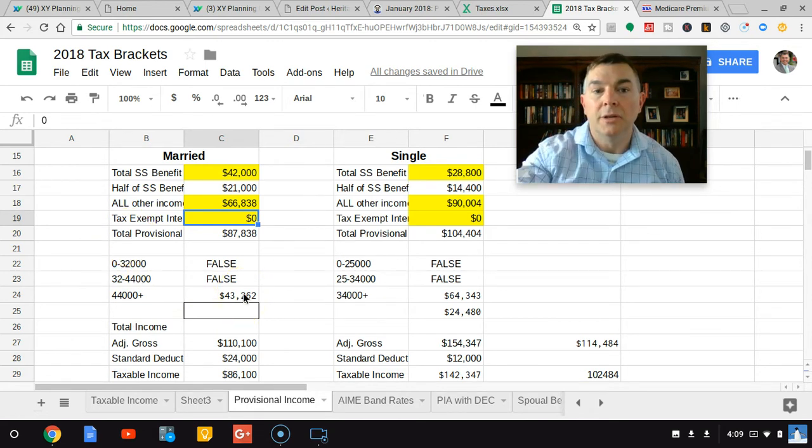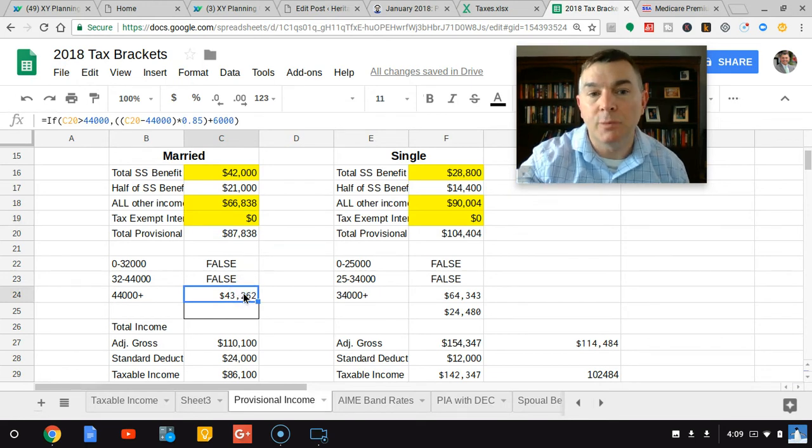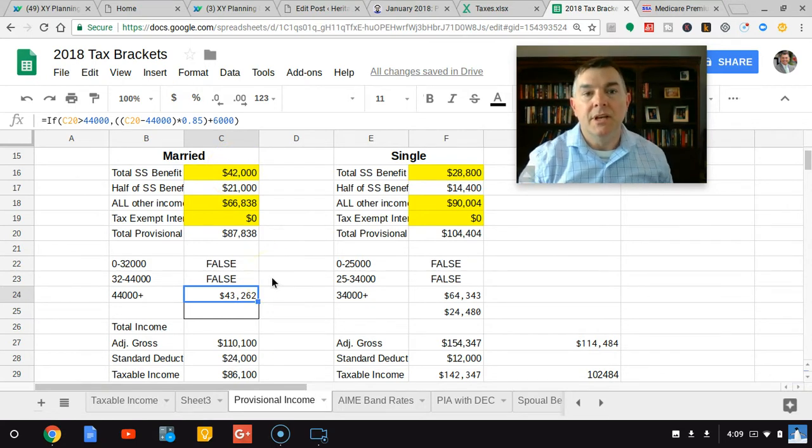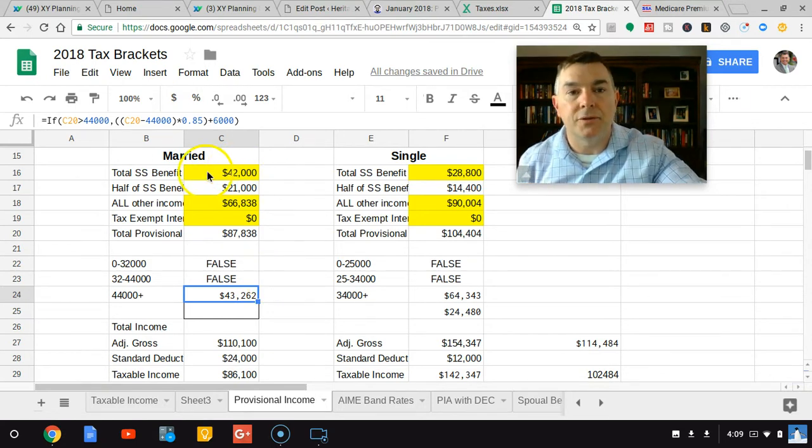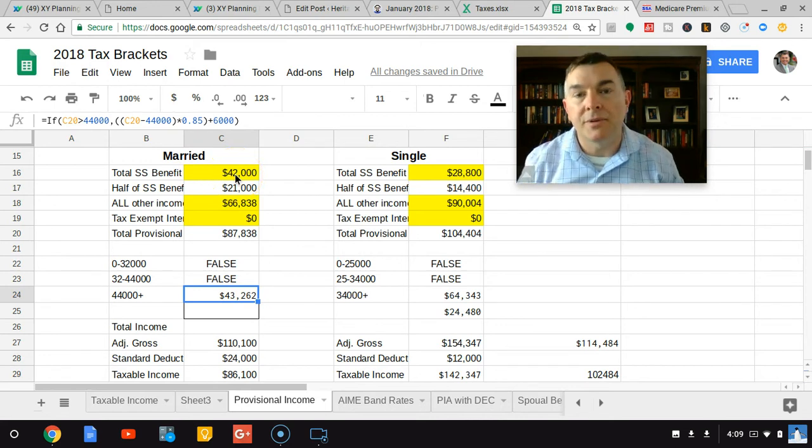So that says their taxable Social Security income is more than their total Social Security benefit, and that doesn't make any sense. So what happens is you only have 85% max of your total benefit that will be subject to taxation. So 42,000 times 0.85 means 35,700 is the max that will be subject to taxation.